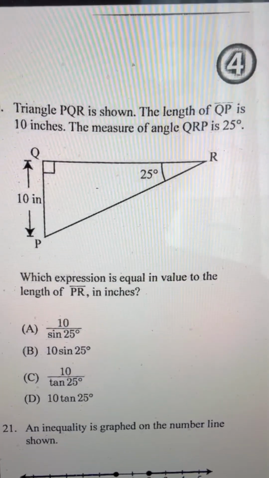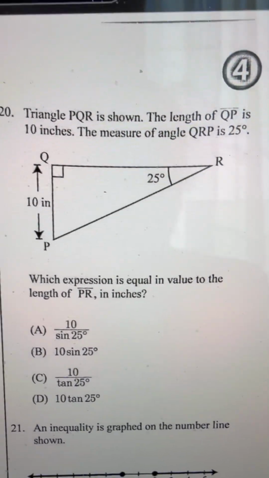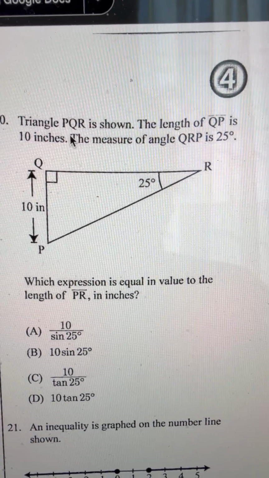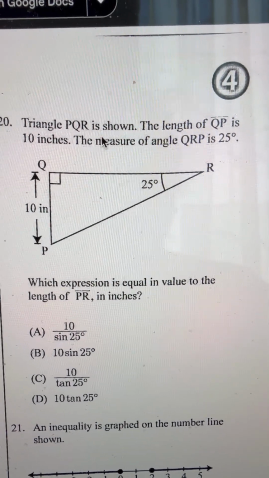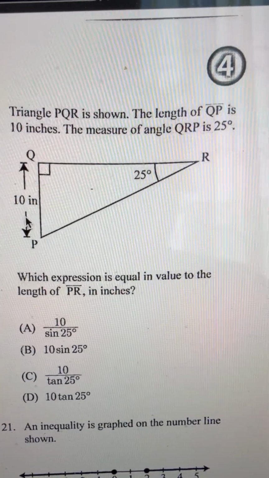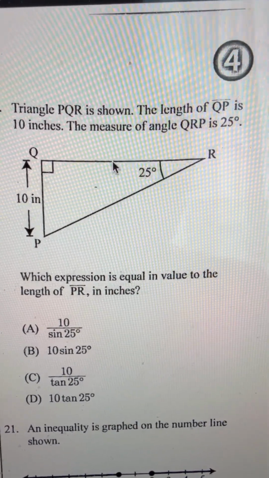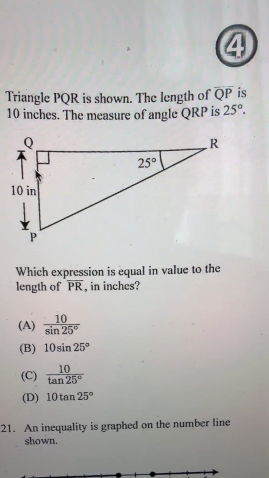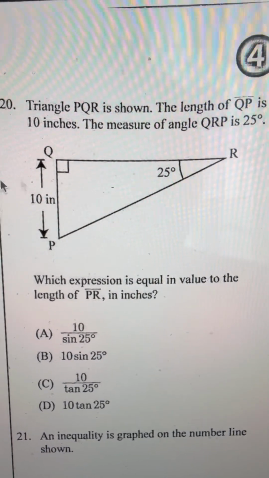Okay, this is number 20 from the Acadian number 5 test. You can see here that the triangle PQR is shown and the length of QP they give you is 10 inches. And then it says the measure of angle QRP is 25. And you notice here it's a 90-degree angle, okay?